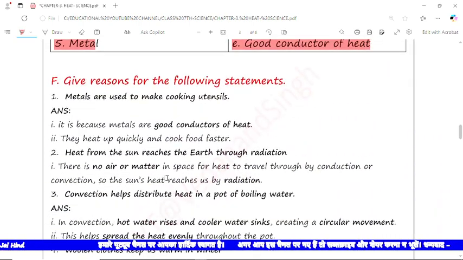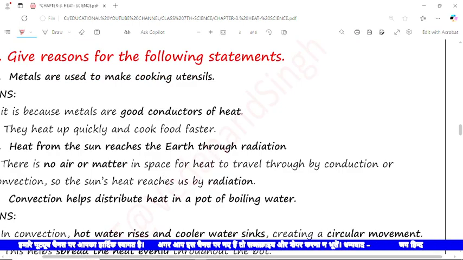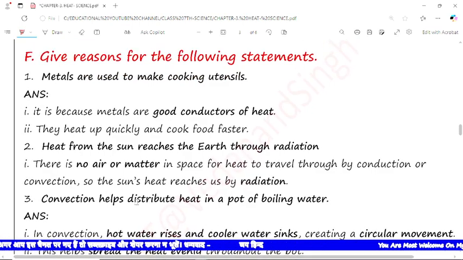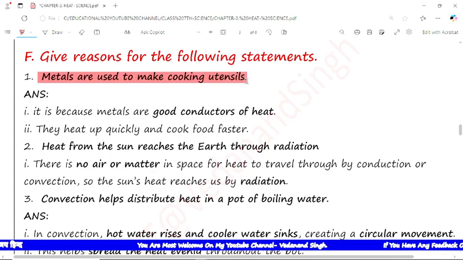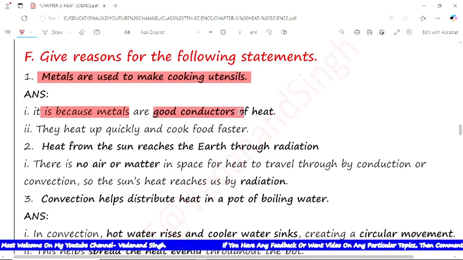Now these are the statement based questions. Here you have to write the proper reason for the given statement. The first is metals are used to make cooking utensils. Yes, it is because metals are good conductors of heat. This is the first point. And the second point is they heat up quickly and cook food faster. This is also a reason behind this.